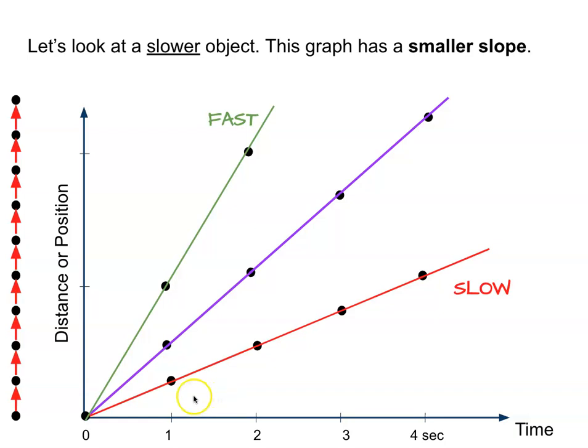Now we can take a look at a slower object. A slower object is going to move less distance per each second. And so when we put that onto our graph, we can see that the slope is less than our first object and our second object. So you can use the slope of a line to tell information about how fast an object is moving.